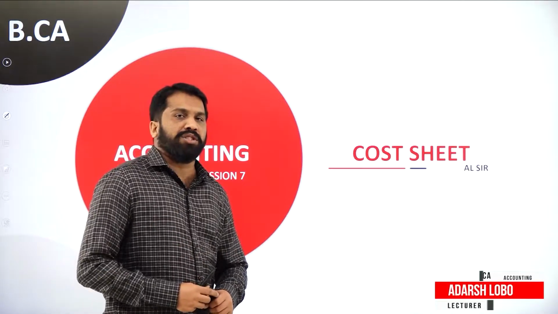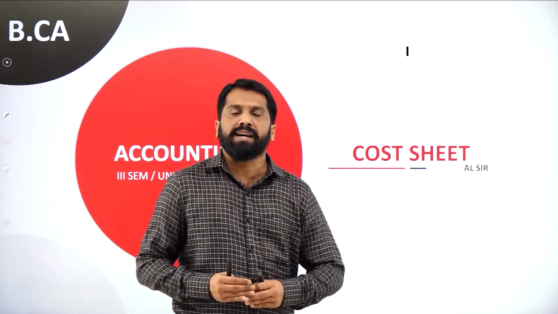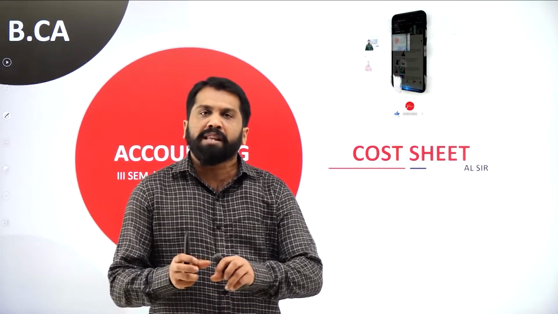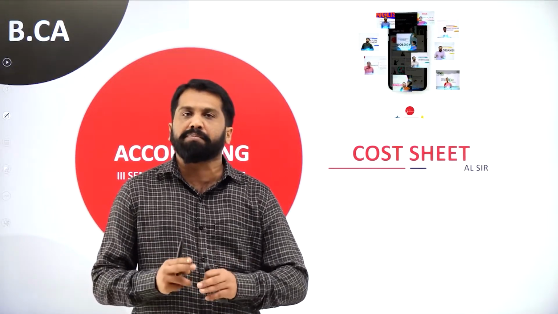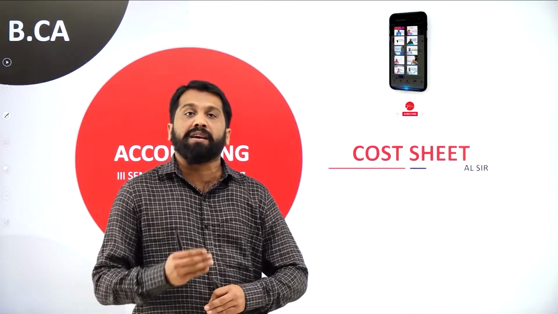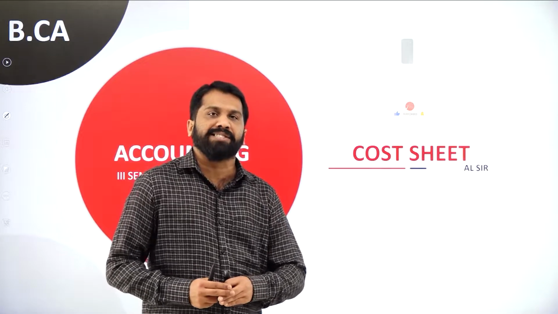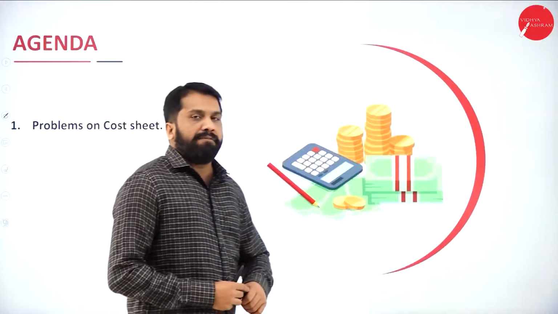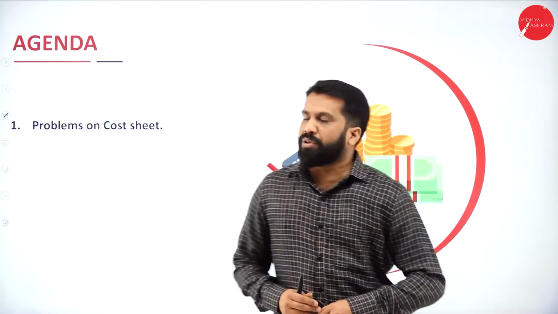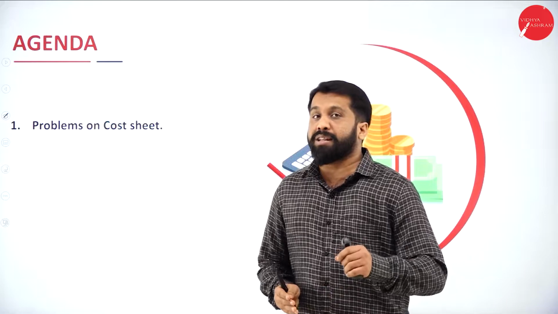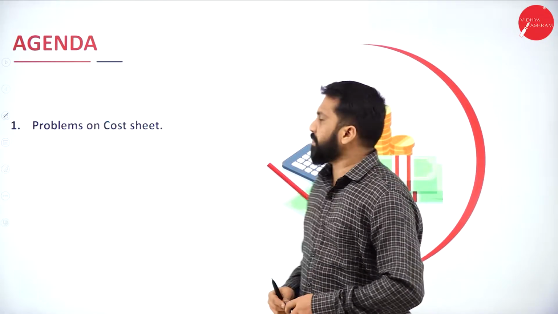Now, under cost sheet, almost we have done many problems, but we have not done a problem on cost per unit, and there are many adjustments under your cost sheet. A few of the adjustments we have covered, but a few adjustments we are yet to cover. In today's session, we will cover those kinds of adjustments. The agenda for the day is very simple: as you know, the problems on cost sheet. Along with cost sheet, while doing problems, we will understand concepts also.